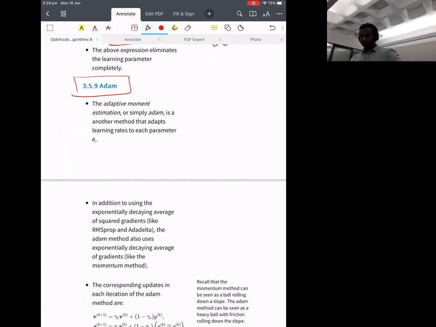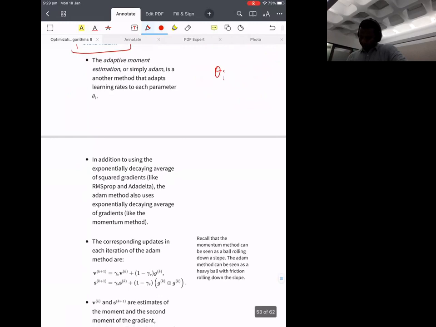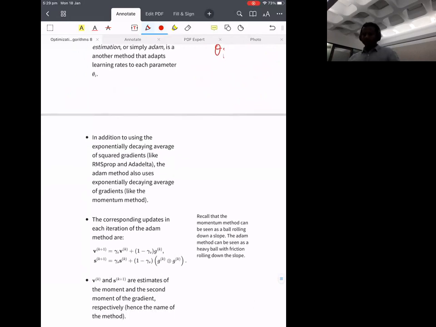Just like RMSprop, this method also updates learning rates for each parameter theta_i. It uses a decaying average, with a gamma parameter, which we use for updating squares of gradients. It actually uses velocities as well. These are the important points. This is what we used in RMSprop: a decaying average of squared gradients. In addition to that, like a momentum method, we use an exponential decaying average of gradients as well, not just squared gradients.